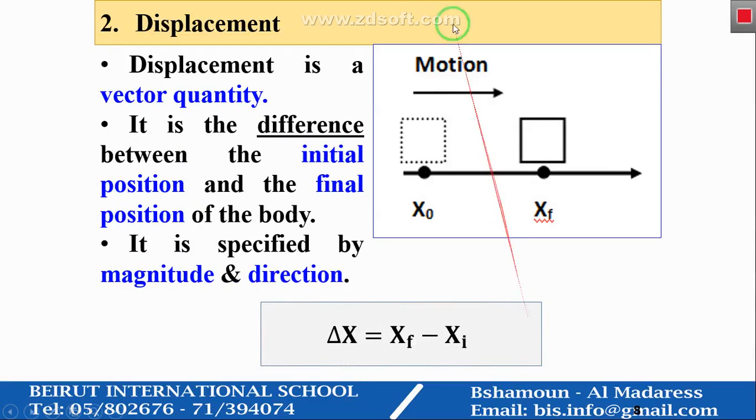Displacement. Displacement is a vector quantity, which means that it has a magnitude and a direction. For an example, the displacement, first of all, is the difference between the initial and the final position of a body. As shown in this figure in here, the box was initially at a position x0. Since it's under motion, its position is changed and it becomes at the position xf. The displacement is said to be the difference between the initial and the final position of this body. So delta x, which is the displacement, is equal to xf, the final position of the body, minus xi, the initial position of the body.